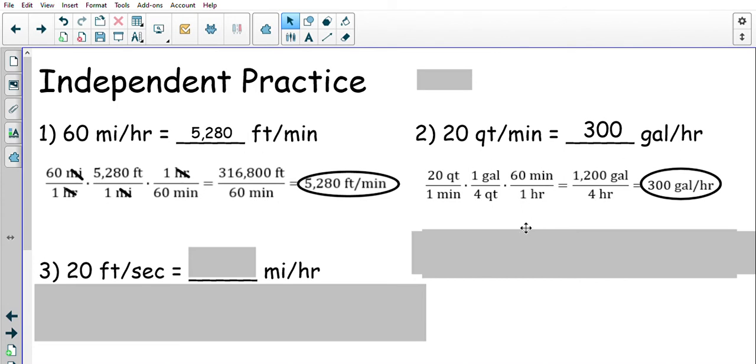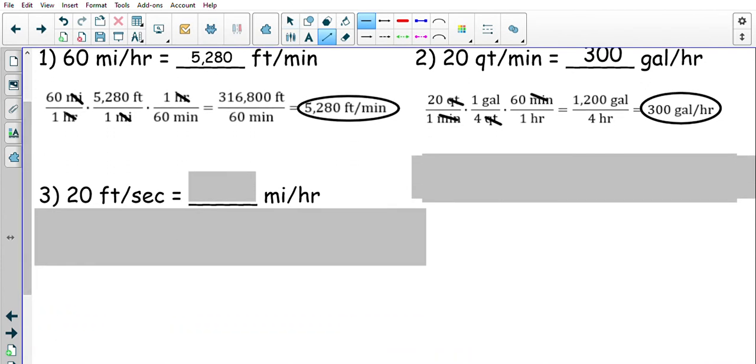There's 60 minutes in an hour. Since minutes is on the bottom, we put 60 minutes on the top. And we'll just show you that we can cross these labels off here. And we end up with gallons per hour, which is exactly what we want. 20 times 60 on the top is 1,200 gallons. We've got a 4 left on the bottom. Take 1,200 divided by 4 gets us 300 gallons per hour.